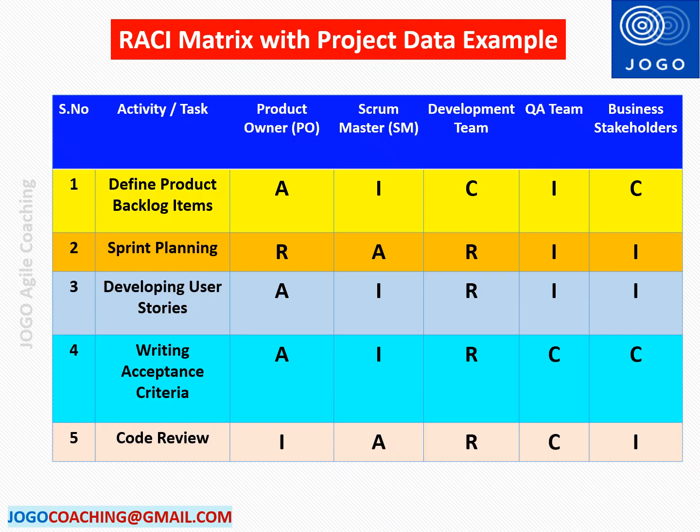The fifth task is code review. Scrum Master is accountable for this task to ensure that code review is done by the development team without fail, because Scrum Master is accountable to ensure that the process is followed by all the stakeholders in the project. Development team is responsible for this task, so this should be performed by the development team. QA team will be consulted for this task in case of any update needed in the code review guideline, or to verify the code review report and the fixes for the QA approval. Hope you are able to understand RACI Matrix with this example.